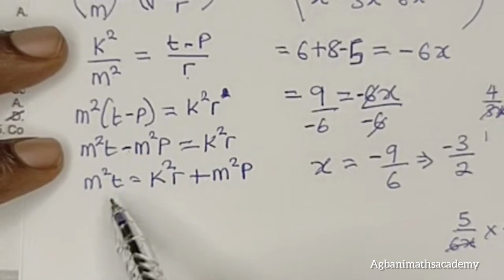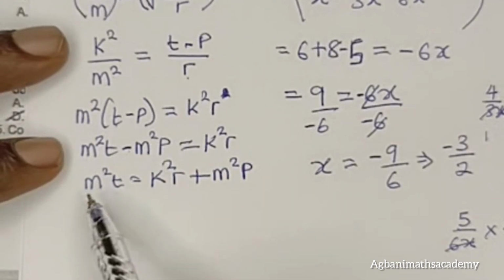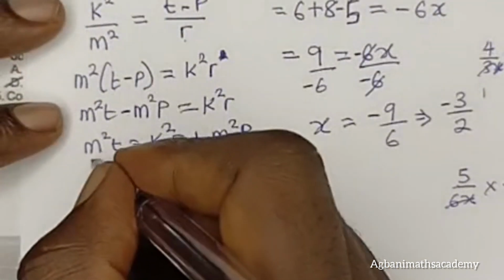So now t is on the left. But we need to take this guy back to the right because t has to be alone on the left. So we divide both sides by m squared.